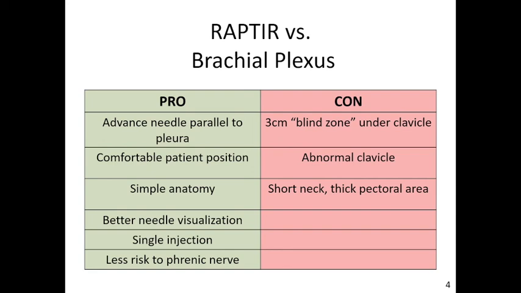One would be an abnormal clavicle, such as previous fracture that may distort anatomy. In patients with short necks or a thick pectoral area, the technical aspects of this block may be too difficult.